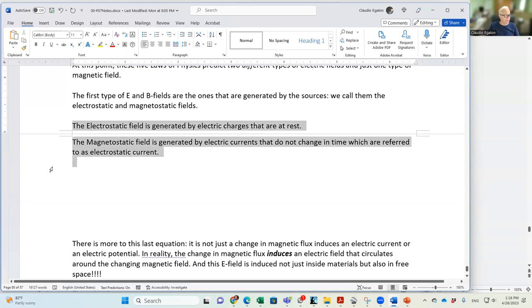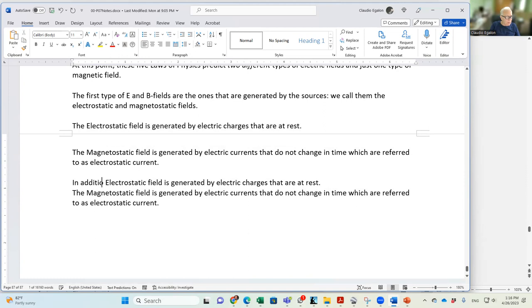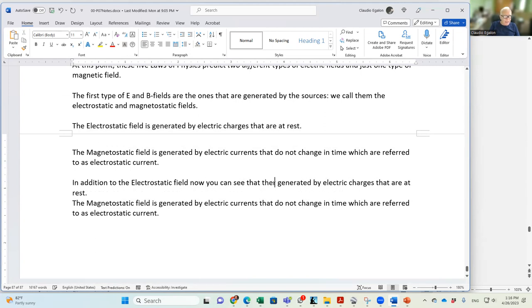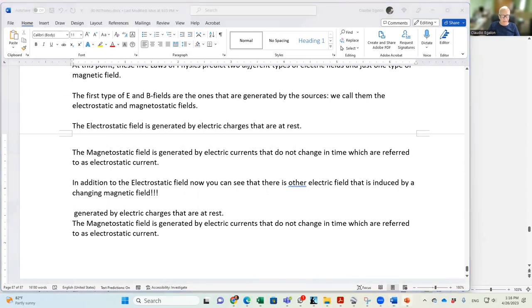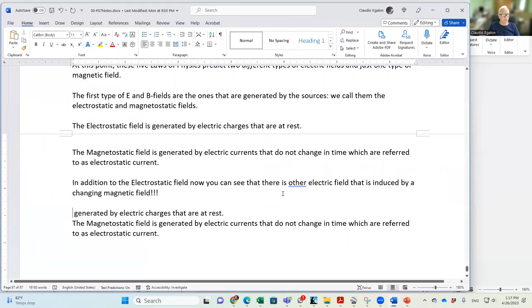Then in addition to the electrostatic field, now you know that there is this other type of field. In addition to the electrostatic field, now you can see that there is this other electric field that is induced by a changing magnetic field. Okay? And it's exactly what you saw here in my illustration. The induced field that circulates around the magnetic field. Now you can see that there is another electric field that's induced by a changing magnetic field.